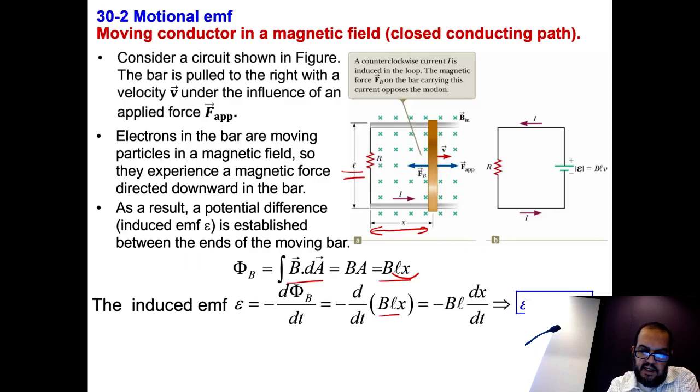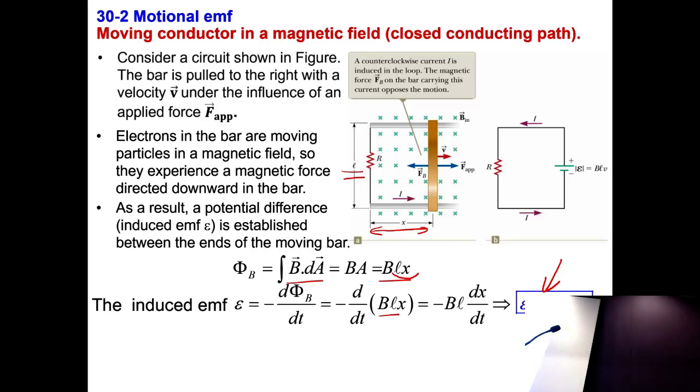So this is the flux here. When you take the derivative, B is not changing, L is not changing. What is changing is x, because when you're moving the bar, x is increasing. So now it becomes dx/dt, which is V. So this is another way of determining that the induced EMF is minus BLV. And so we can determine the direction.